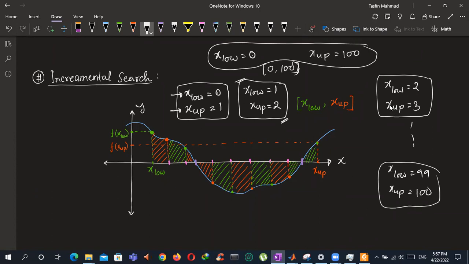It's up to you. If you think you can go for a smaller increment as well, it would be better, if I want to say. So you can go for x low 0, x up 0.5, let's assume, then go for x low 0.5, x up 1, then go for x low 1.